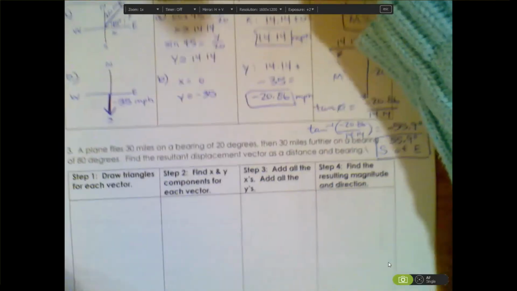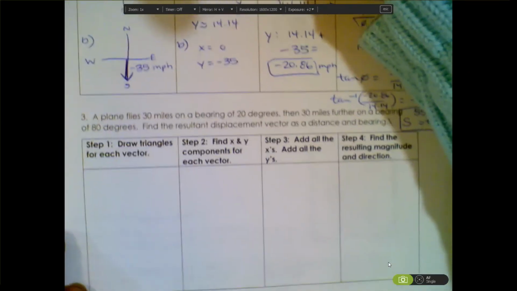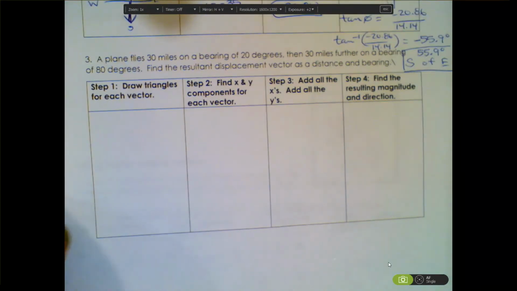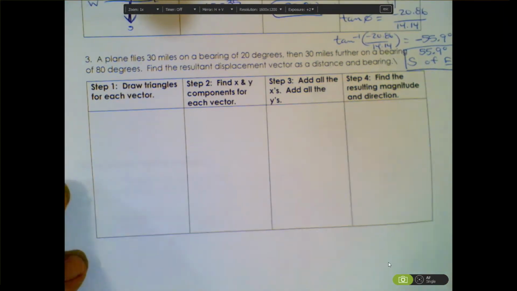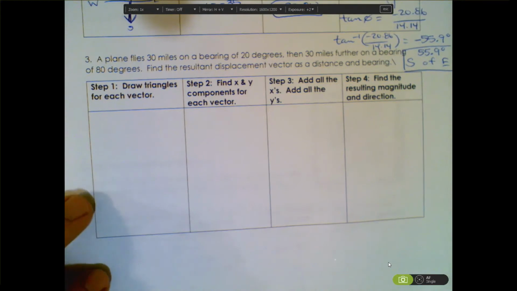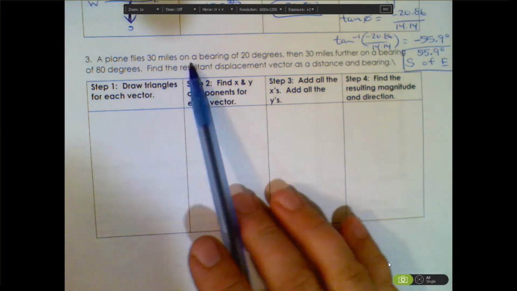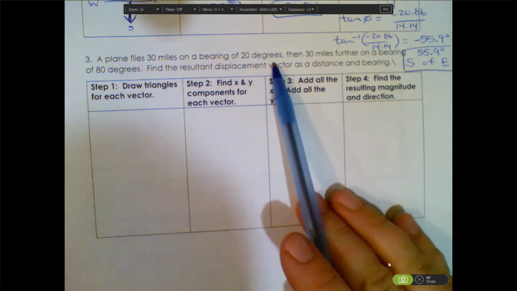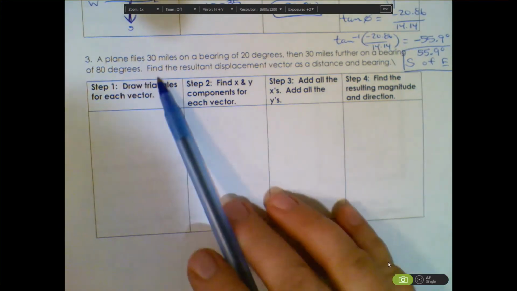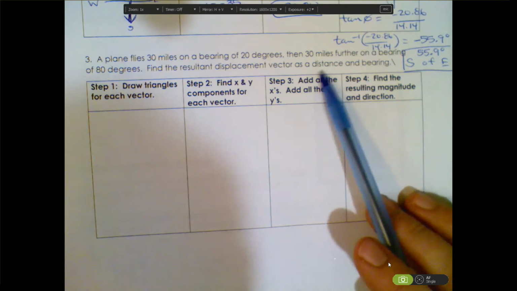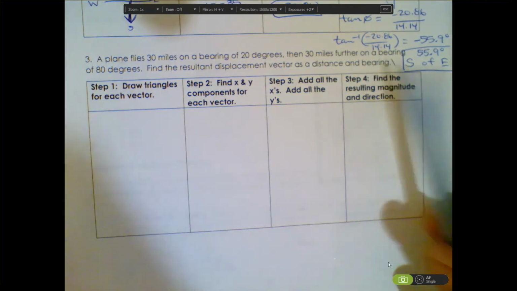The last example here uses a direction. It talks about bearing. So the first thing we're going to need to know is what is bearing and how do we measure bearing. So let's read this problem. A plane flies 30 miles on a bearing of 20 degrees, then 30 miles further on a bearing of 80 degrees. Find the resultant displacement vector as a distance and bearing.